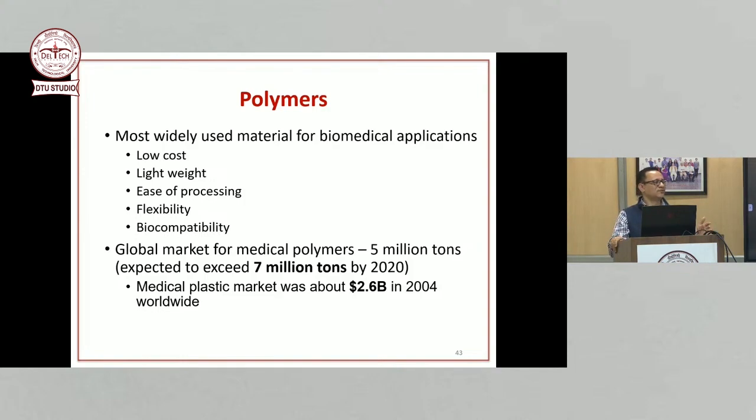Most widely used material for biomedical applications. They are low cost, lightweight, ease of processing, flexibility, biocompatible, and I'll show you later how just by changing a little bit of reaction, you can keep changing the properties of a polymer. That's why they are so easy and widely used in medical devices. Global market for medical polymers, 5 million tons, expected to exceed, this is a little old information, 7 million tons by 2020. So just a very widely used product.